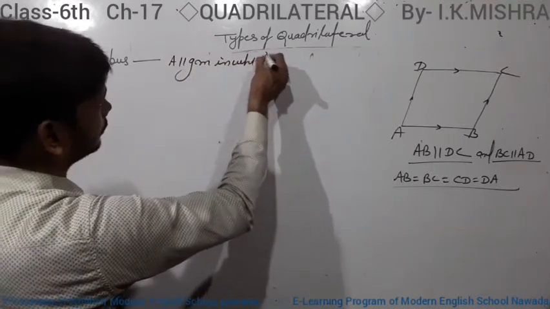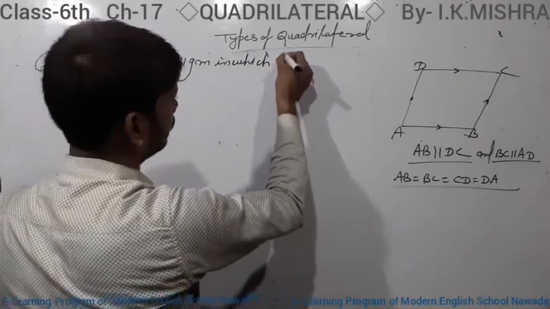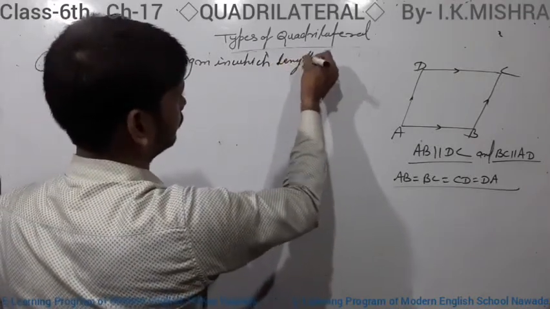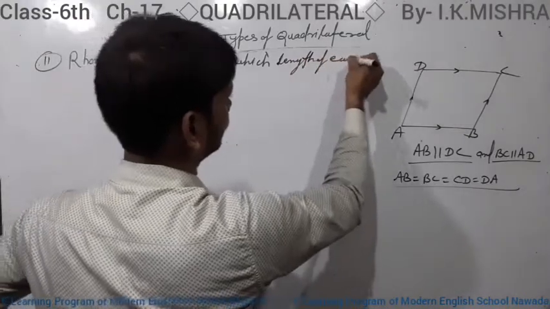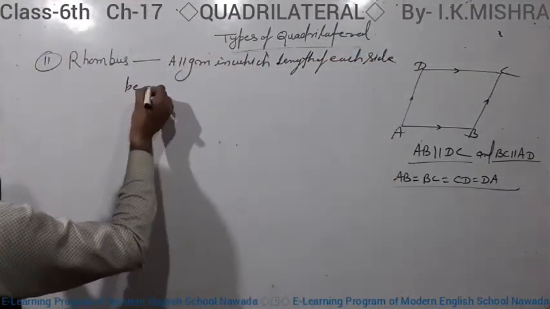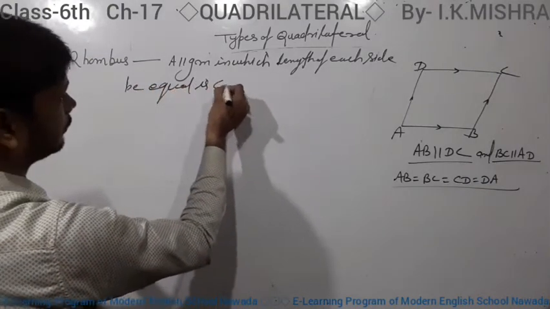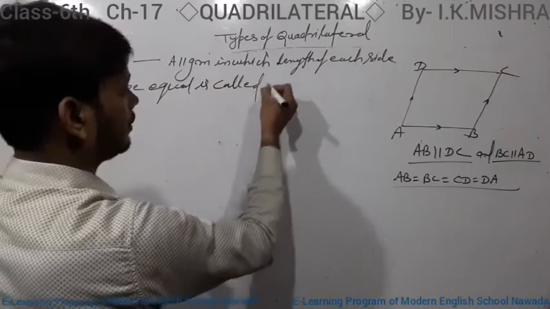in which the length of each side be equal is called a rhombus.